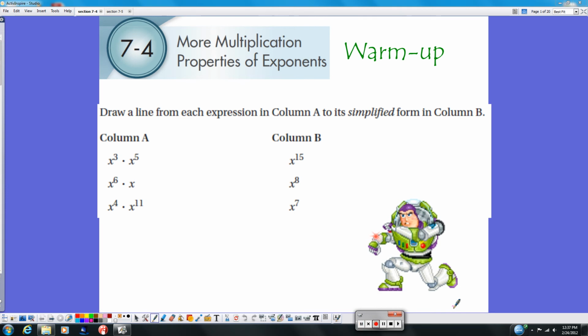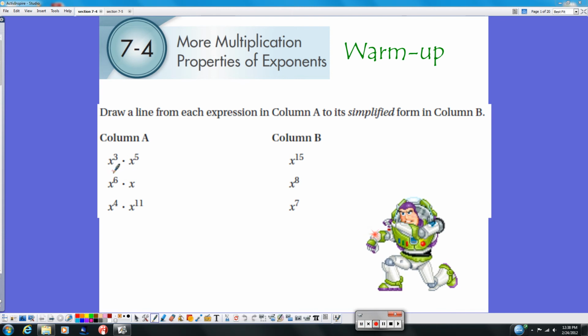Welcome to Section 7.4. In Section 7.4, we're going to look at more multiplication properties of exponents. For a warm-up, let's review what we did in the last section, drawing a line from each expression in column A to its simplified form in column B. Let's see how you did.